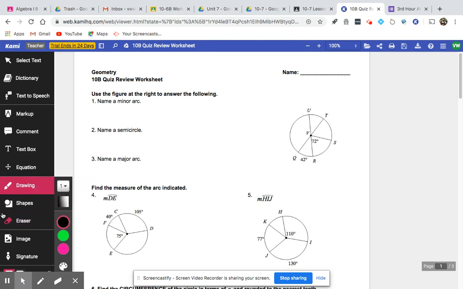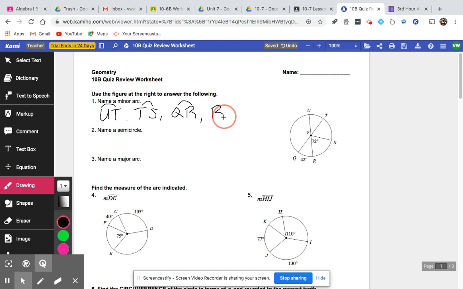There we go. Cool. All right, so we're going to jump right into number 1. Name a minor arc. Now, there's more than one acceptable answer here. One such answer is UT. Another one could be TS or QR. That's another one. RT is another acceptable choice. And I'm just going to list a few. There's more than one option here. You can pick any one of those 4. If you see any others, name them as well.